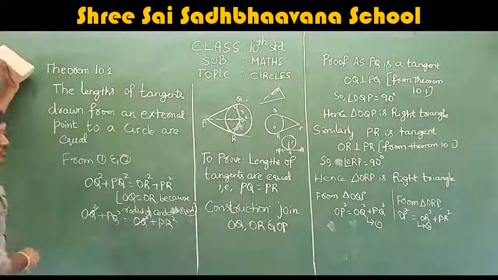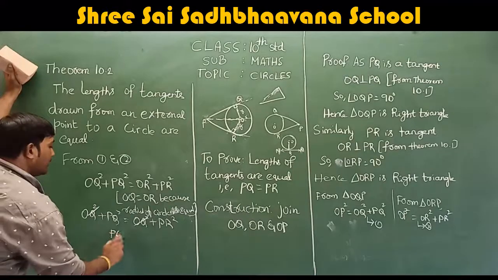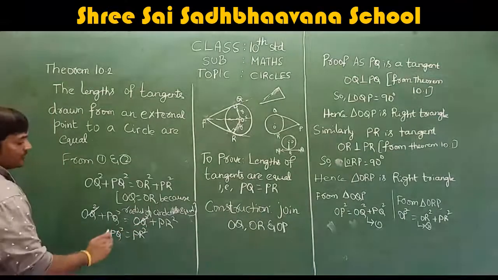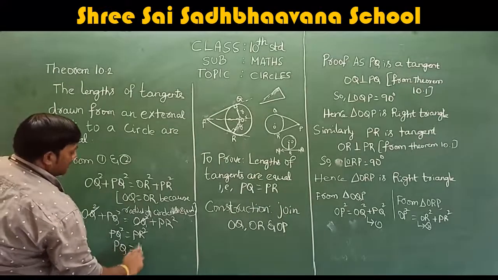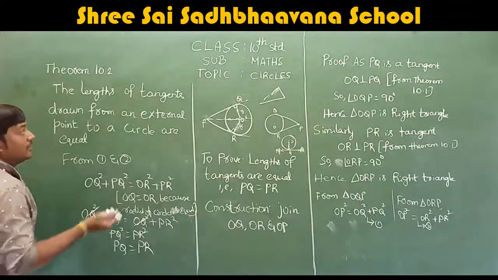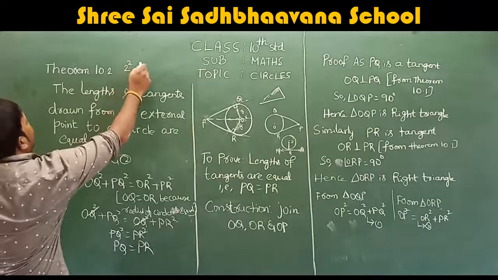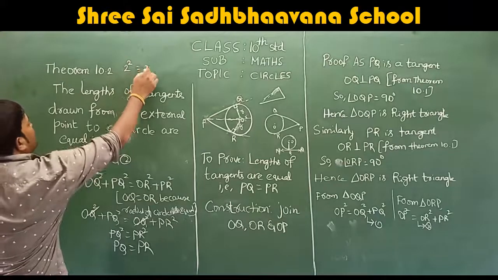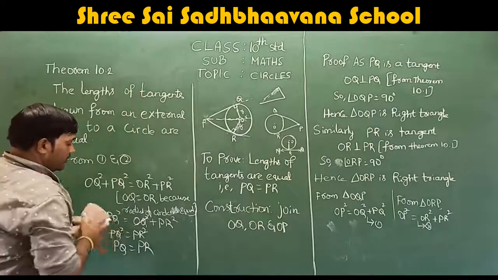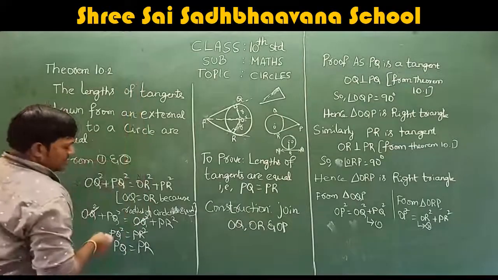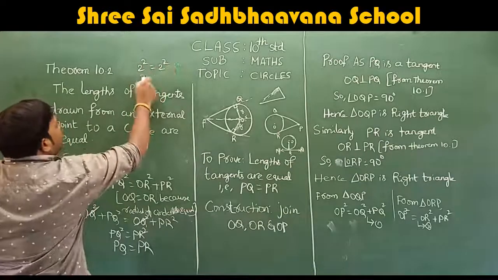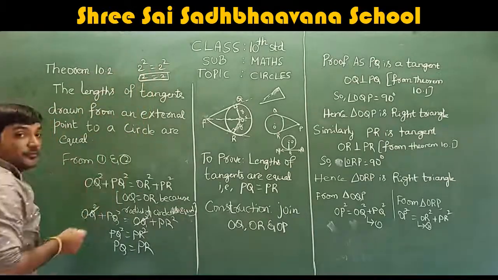So I will cancel OQ square, OQ square. So what you get? PQ square is equal to PR square. If PQ square is equal to PR square, can I write PQ is equal to PR? Correct? Or you can take the root on both sides. Very simple example: if 2 square is equal to 2 square, then 2 is equal to 2 or minus 2. If squares are equal, the values are equal. Very simple example.